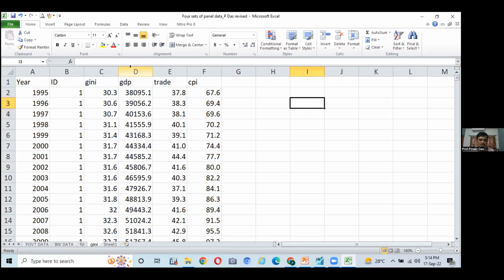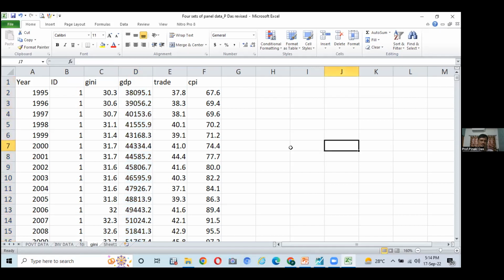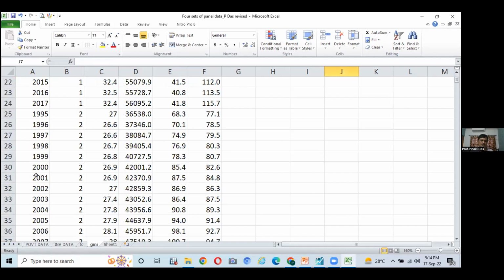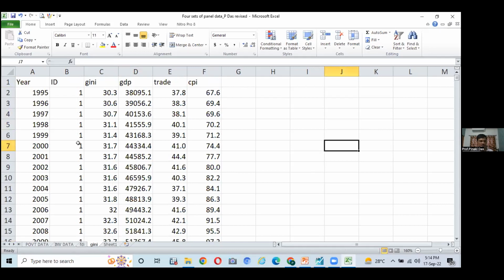Suppose I consider a particular variable, GDP. What do we understand by GDP at level and GDP at first difference? Have we any idea or not? GDP at level means the original information available from 1995 to 2017, for different time periods, different observations, and different cross-section IDs. The original data that we have collected is treated as the GDP at level.